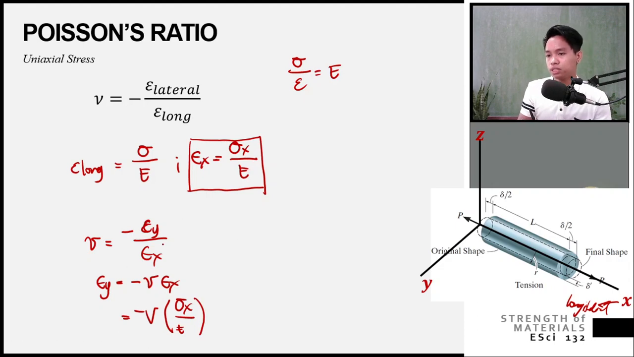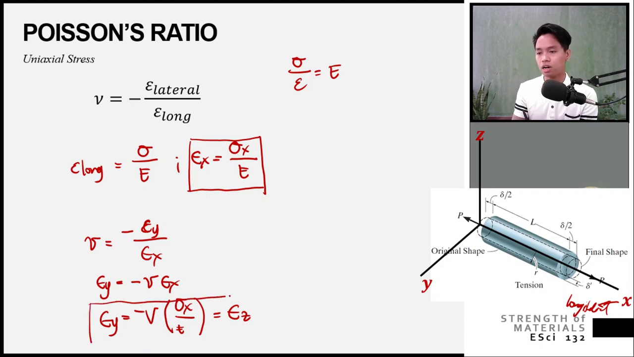Since they are zero, your strain in Y would just be equal to your strain at Z. The same value. So, therefore, your strain at Y and Z are equal as a function of your Poisson's ratio and your strain at the longitudinal axis. This is how we find the strain at the lateral axis.